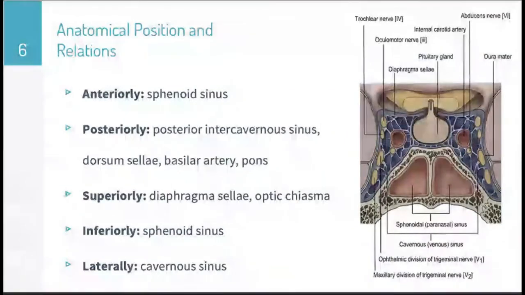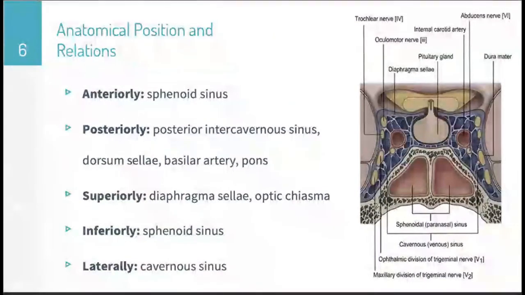Posteriorly, you have your posterior intercavernous sinus, your dorsum sellae, and your basilar artery, as well as your pons. Superiorly, as we said before, you have your diaphragma sellae, which is that dura mater envelope, and you have your optic chiasma. And then laterally, which is important, you have your cavernous sinus.